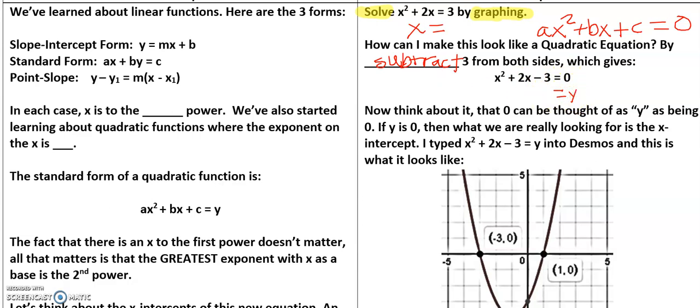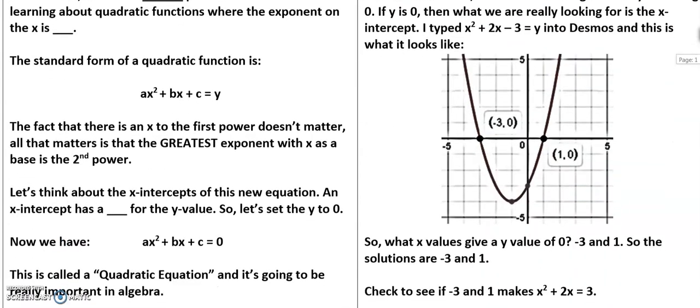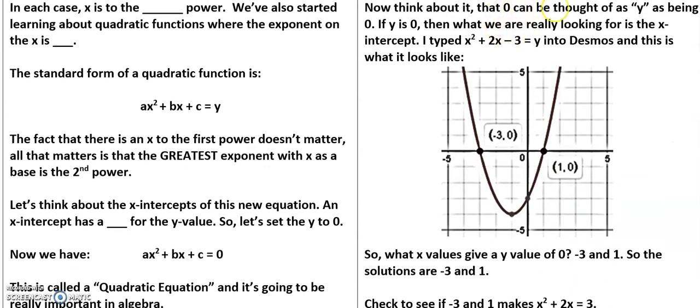Okay, I'm going to have to get rid of what I've written so far, so hopefully you're pushing along here. Okay, now think about it. That 0 can be thought of as a y. Thought of as y being 0. If y is 0, then what we are really looking for is the x-intercept.